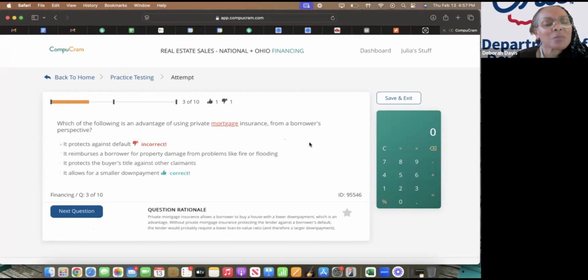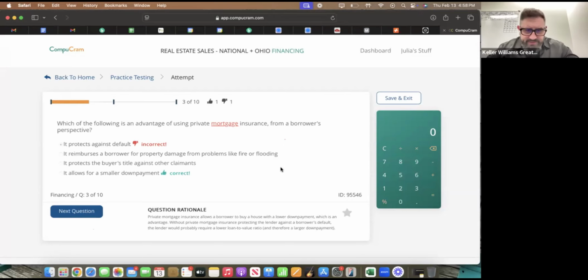So if you look at it like this, PMI is required for any mortgage that a buyer takes out that is under, I believe, 20%. Actually, does it say in the rationale, private mortgage insurance allows the borrower to buy the house with a lower down payment, which is an advantage. Without private mortgage insurance, the lender would probably require a lower loan-to-value. Yeah, so I'm pretty sure it's 20%.